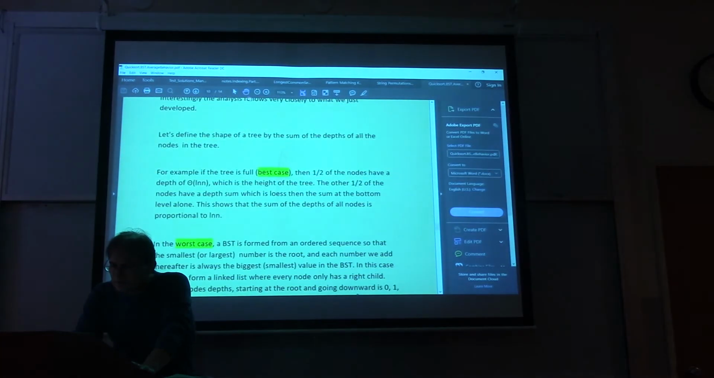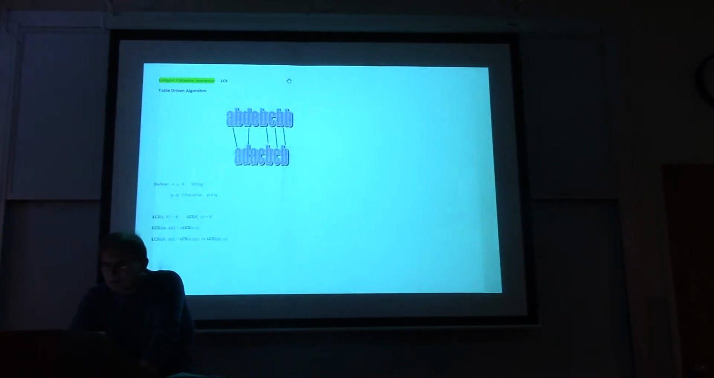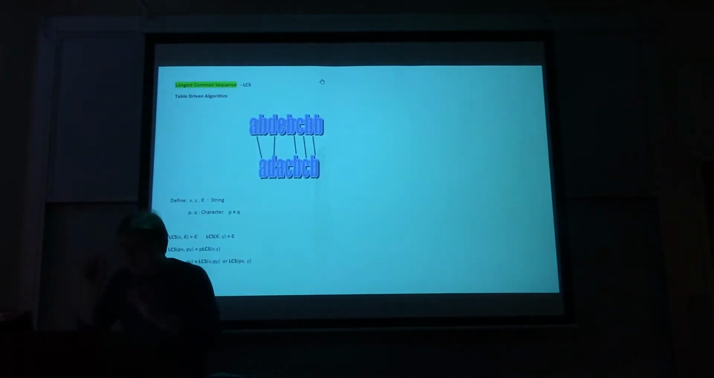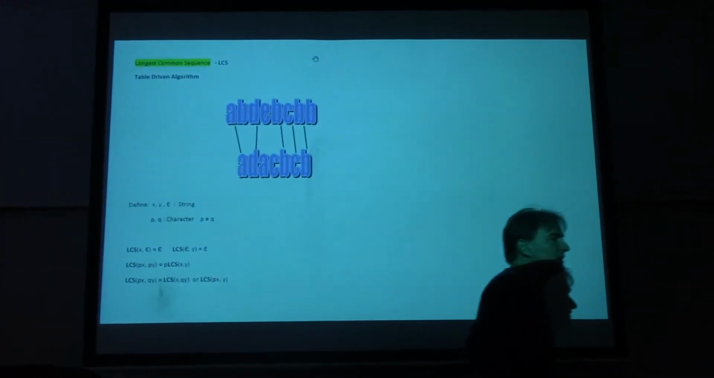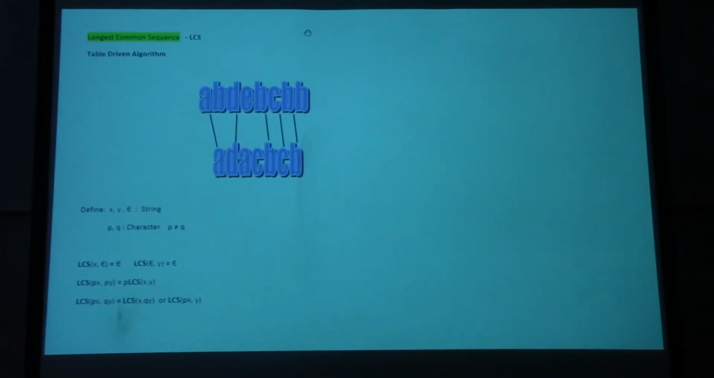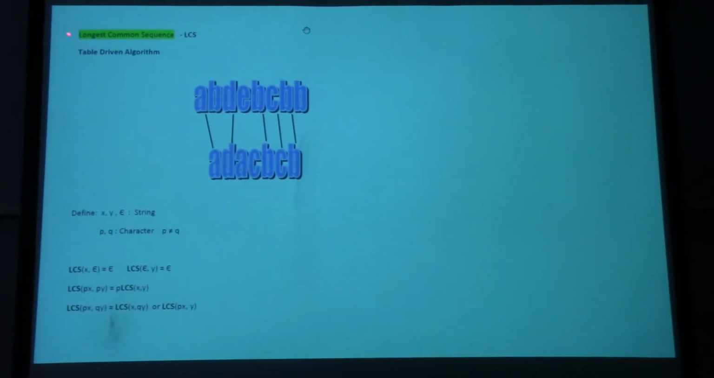All right, so let's go to the next interesting thing. So now we're going to look at another algorithm. We're going to look at a few algorithms that have to deal with string processing, string searching, string matching, etc., string generating. So a string is a sequence of characters, right? So we're going to look at something called LCS, which is the longest common sequence.